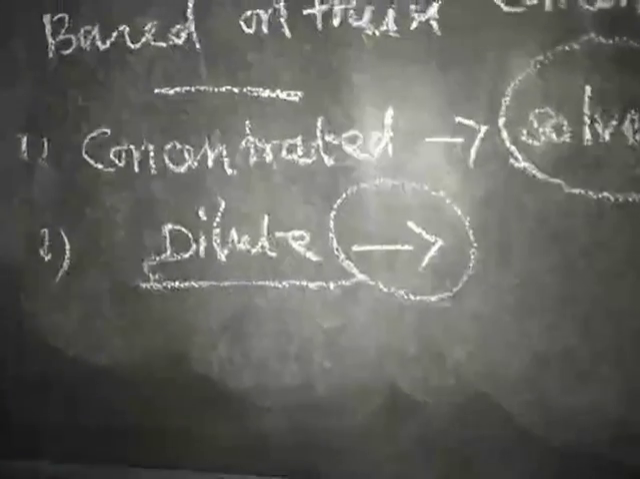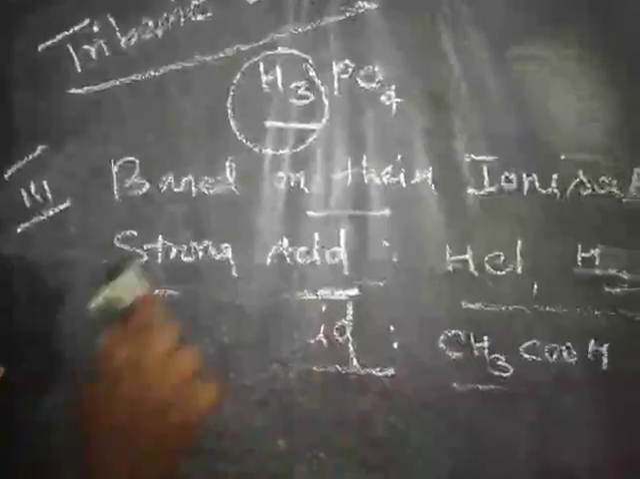So that's all the classification of acids. There are four types of classification of acids that we have just seen. One is based on their source, second based on their basicity, third based on their ionization, fourth based on their concentration. Next one, properties of acids. What are the properties of acids?